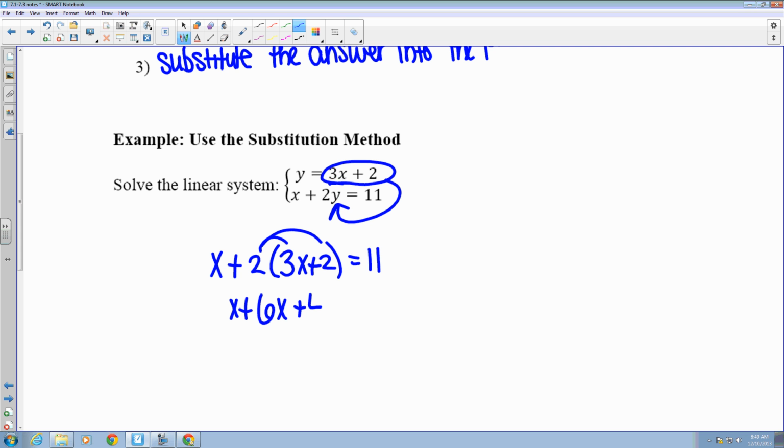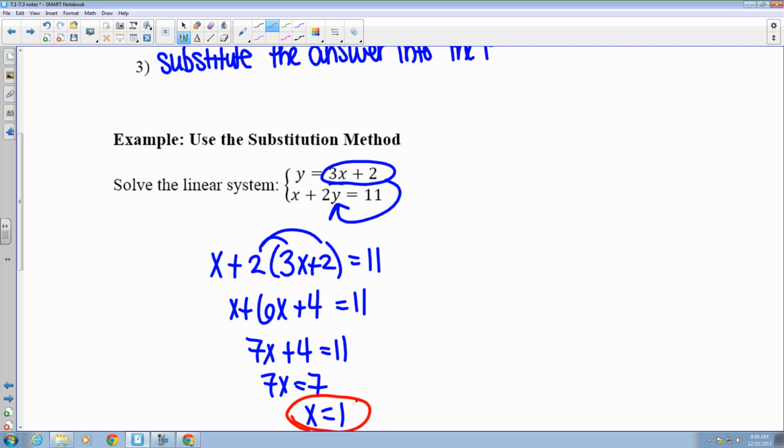6x plus 4. Then you're going to combine like terms. We have 7x plus 4 equals 11. You will subtract the 4 from both sides and get x equals 1. You're going to take that 1 and put it back into the equation that was solved for the other variable to find out what the other variable is.